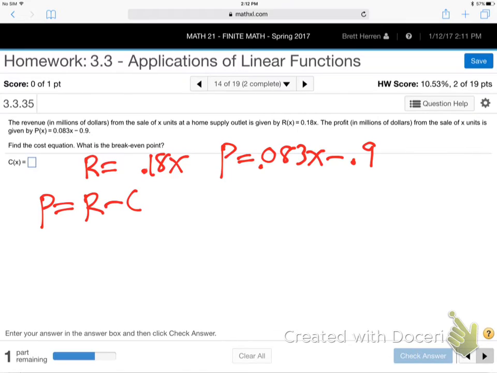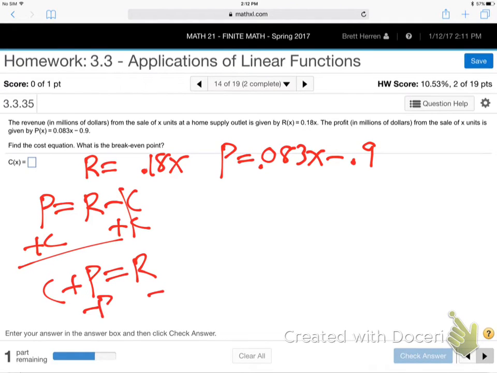And what are they asking me? Oh, find the cost function. So can I take this little thing here and solve for the cost function? How do I solve that? Well, a couple things we could do. I could add the cost function over to the other side. Cost plus profit is revenue, and then subtract the profit function. So cost is revenue minus profit. Is that okay? There's other ways you could have done that. I just manipulated the equation around to get cost alone.